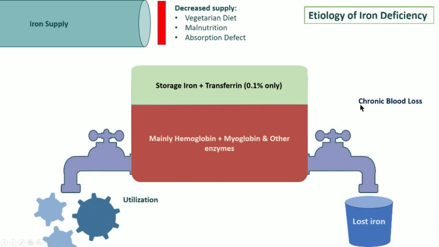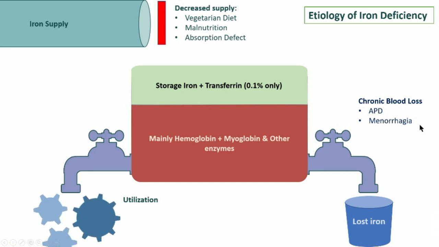Other than that, iron can be lost pathologically in the form of blood loss. So when there is chronic blood loss, it can lead to iron deficiency. For example, in acid peptic disease, in peptic ulcer, a small amount of blood is lost from the body, and if this condition is chronic, it can lead to iron deficiency. And if there is chronic menorrhagia in women, excessive menstrual loss of blood, it can lead to iron deficiency.